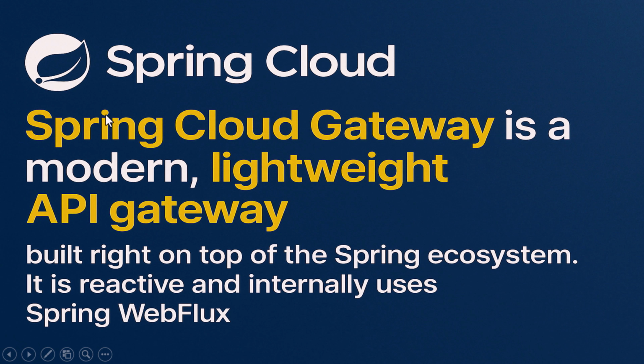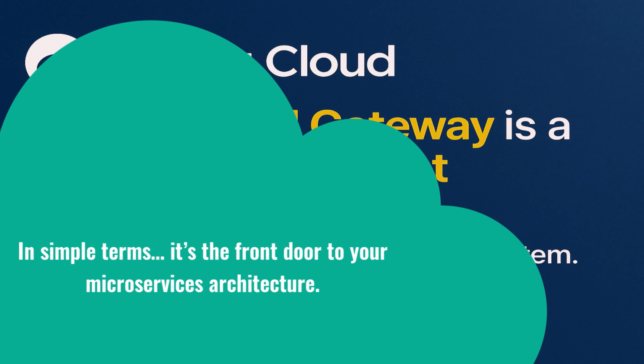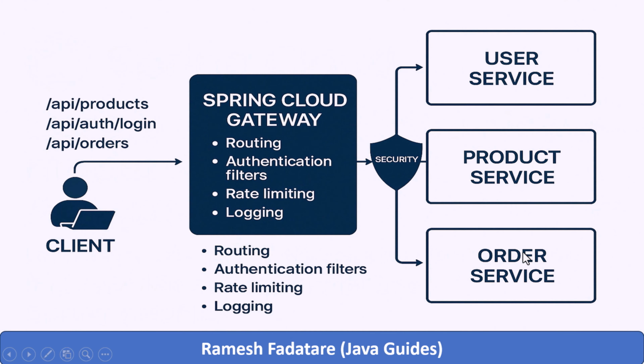What is Spring Cloud Gateway? Spring Cloud Gateway is a modern, lightweight API gateway built right on top of the Spring ecosystem. In simple terms, it's the front door to your microservices architecture. Instead of letting clients talk to your individual services like the user service, product service, or order service, you route all external requests through one central point, the API gateway.